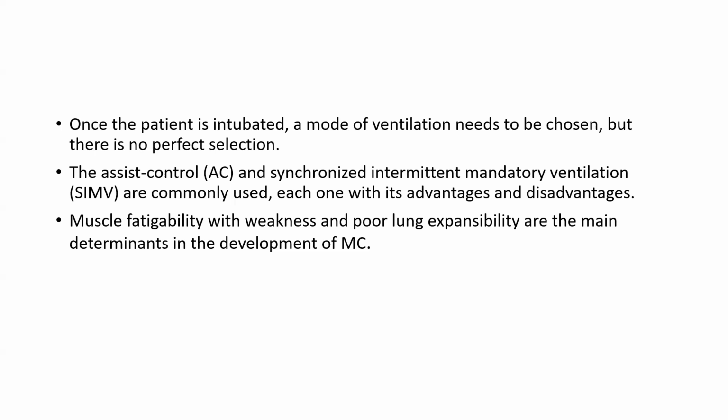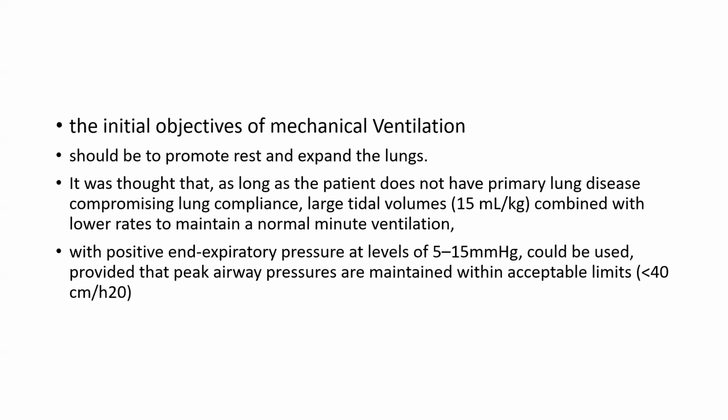Muscle fatigability with weakness and poor lung expansibility are the main determinants in the development of myasthenic crisis. The initial objective of mechanical ventilation should be to promote rest and expand the lung. It was thought that as long as the patient does not have primary lung disease compromising lung compliance, large tidal volume, that is 50 ml per kg, combined with lower rate to maintain normal minute ventilation, with positive end expiratory pressure at a level of 5 to 15 mmHg could be used, providing the peak airway pressures are maintained at an acceptable level, that is less than 40.